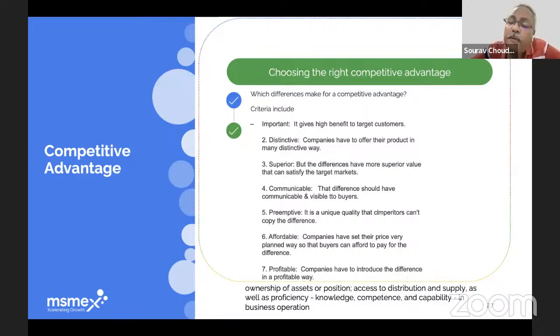Correct? Profitable. Even with the difference, even with the superior product, even with the differentiator, you could keep your product if you could make profits. You could sell it at a price which will give you profits. Customers are ready to pay that additional price for it. That's what competitive advantage is.